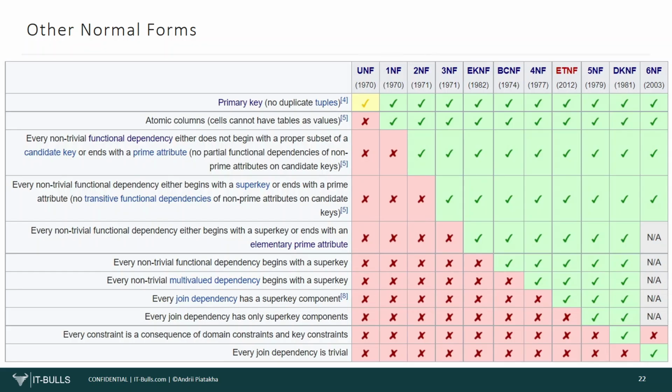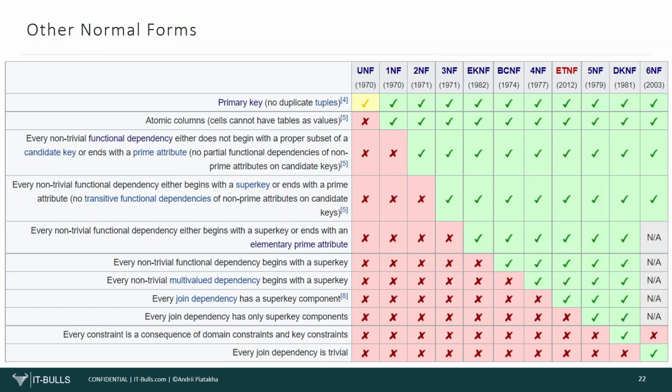Essential tuple normal form is for relations in a relational database where the constraints are given by functional dependencies and join dependencies. It lies strictly between fourth normal form and fifth normal form. A relation schema is in essential tuple normal form if and only if it is in Boyce-Codd normal form and some component of every explicitly declared join dependency of the schema is a superkey.